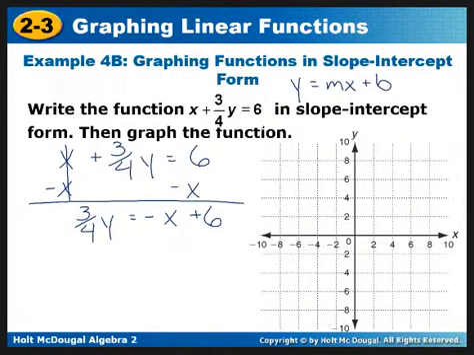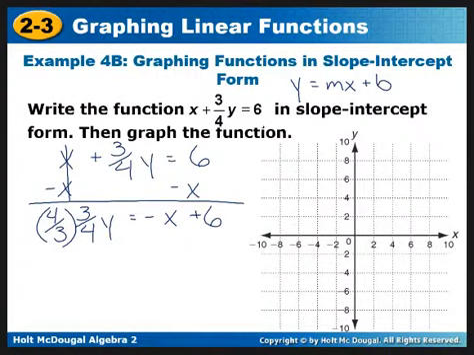Alright, I need to get rid of that 3/4 that is being multiplied by my y. So in order to do that, I could divide by negative 3/4. Usually in math we don't like to divide by fractions. We prefer to multiply by the reciprocal. So instead of dividing both sides by 3/4, I'm going to multiply both sides by 4/3.